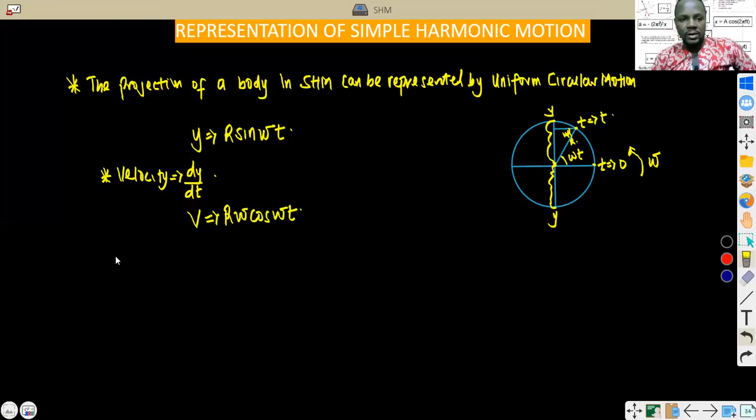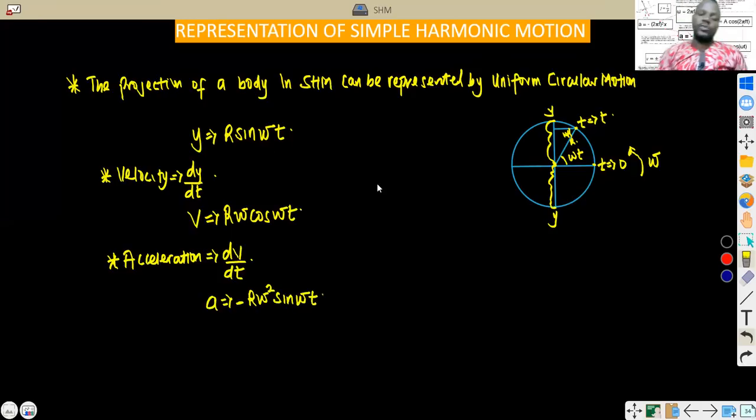Then the next one is another property you can bring out, what? Acceleration. From what we have studied, acceleration is also the rate of change of velocity, that is dv by dt. So if we go by that, dv by dt, which is acceleration, will be equal to, let's take this with respect to this, r omega square. You can see it to be minus, because when you differentiate, what is minus? Minus r omega square sine omega t.